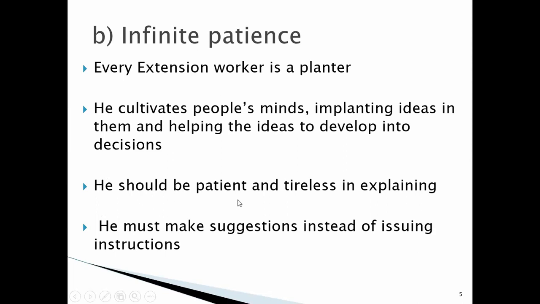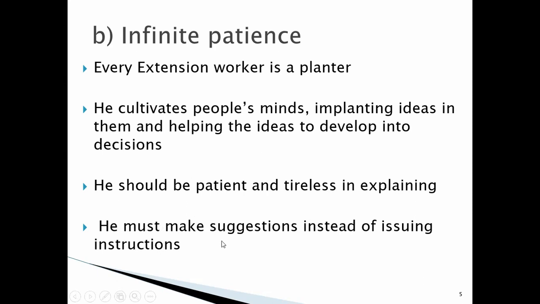He should be patient and tireless in explaining. When you start explaining, you should not be bored. Sometimes people will ask again and again, because they didn't understand. And they will ask some irrelevant questions. Sometimes you will feel that it is irrelevant, but you have to answer, or you have to manage them. So that is the patience.